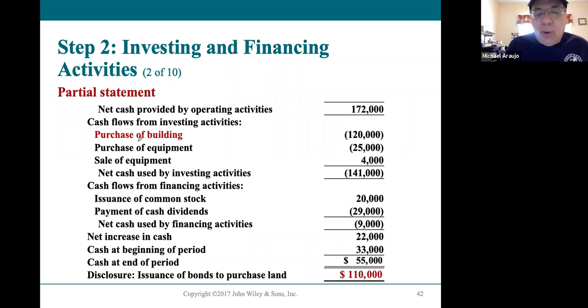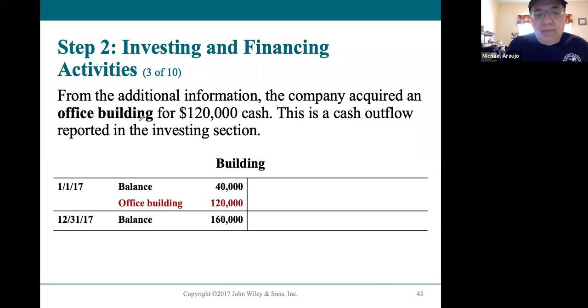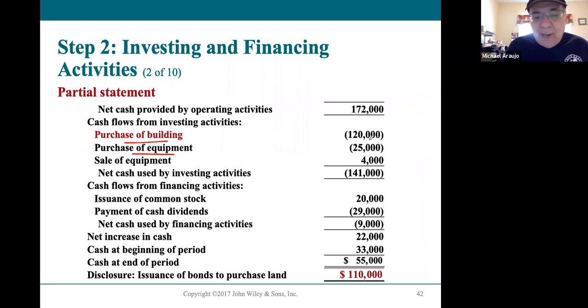But as you probably do remember, they purchased a building for $120,000 cash. This is part of that additional information. So in this case, purchasing a building did affect cash. It was a use of cash. And so you see cash with a negative sign around it, indicating that the cash went out. It's a use of cash, okay?